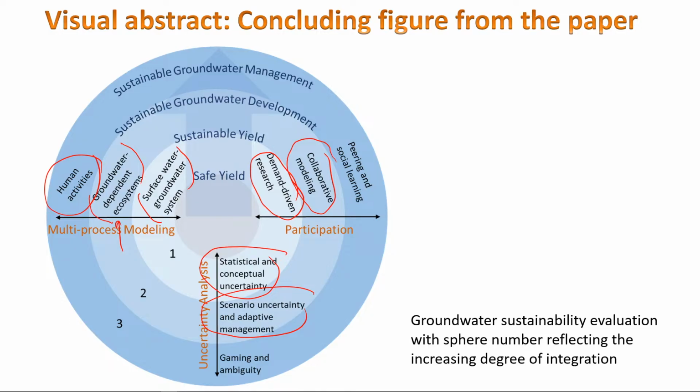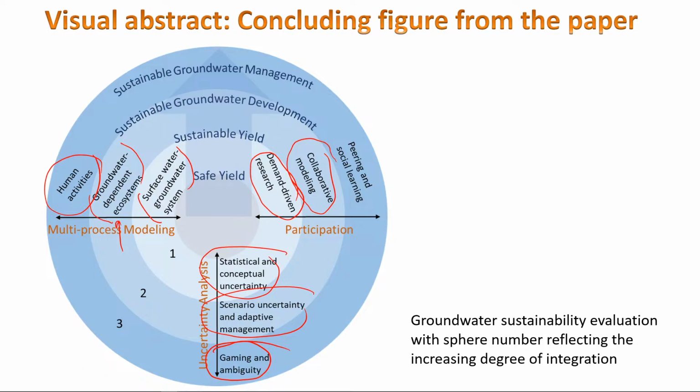So I need to include human activity. I need to do peering and social learning. Just do a lot of social learning. Learn about, okay, what is this sugar cane industry, and can we replace it with organic farming, for example? And then I need to do gaming and ambiguity, this level of uncertainty, because I told you there are different societal preferences and they could be contradicting.